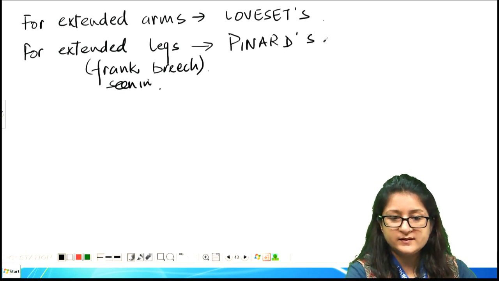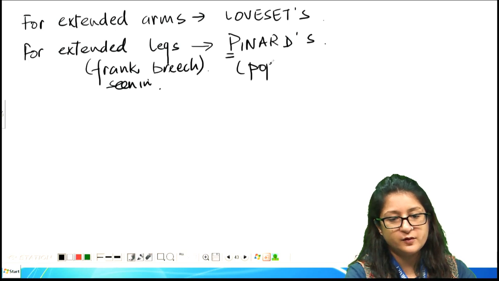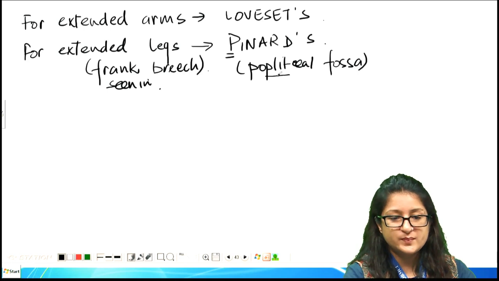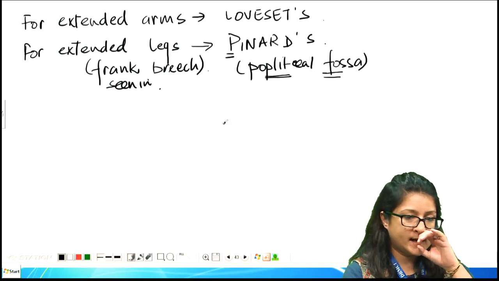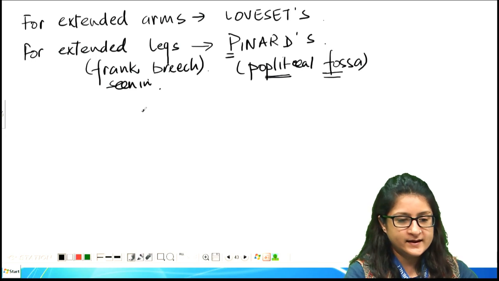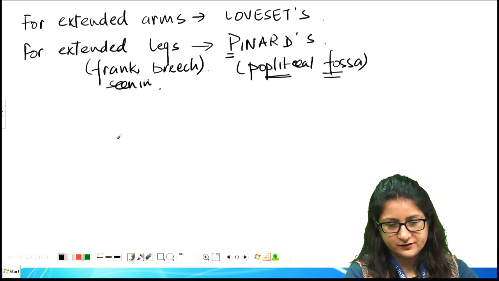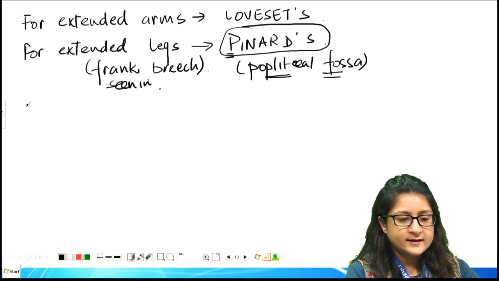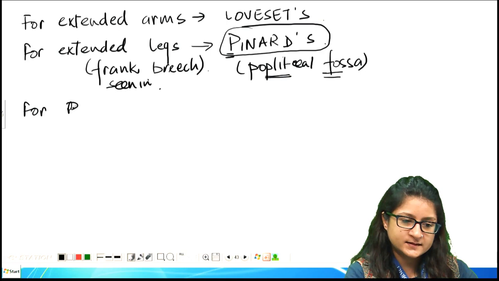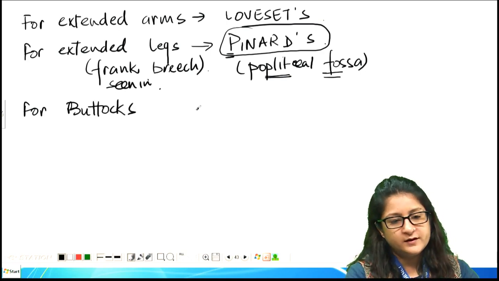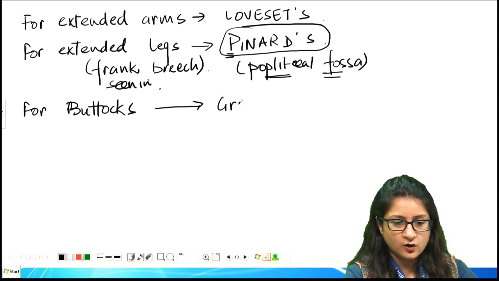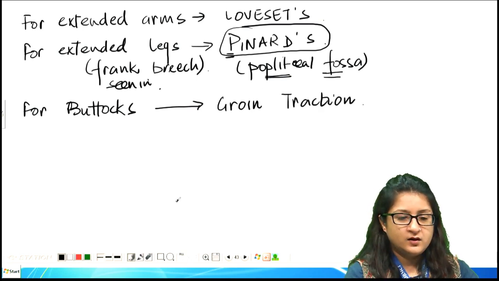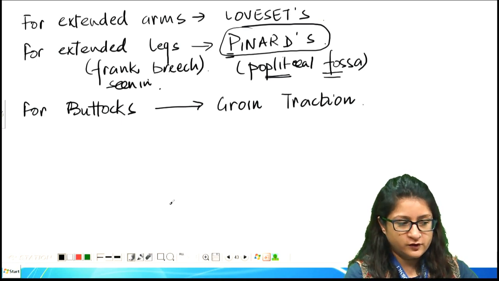You can remember this by P for Pinard's and P for popliteal fossa. A finger is pressed onto the popliteal fossa, which flexes the extended legs, and then the feet are grasped and delivered. That is called Pinard's maneuver. Then the maneuver for delivery of the buttocks is called groin traction. So this is another maneuver for breech.